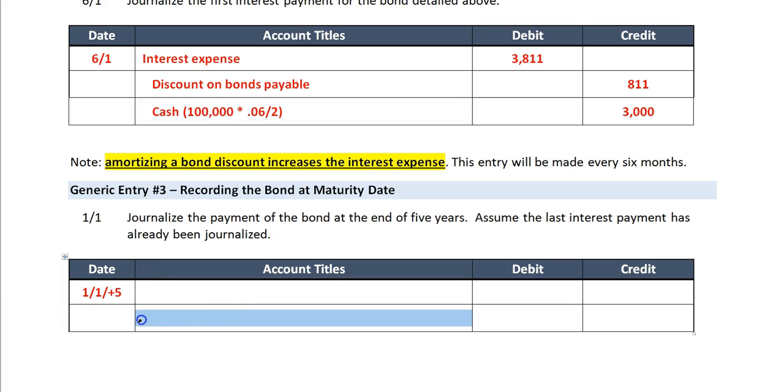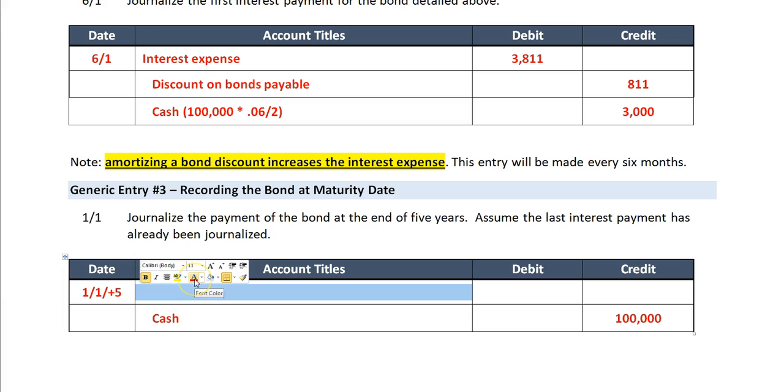Alright, so let's think about this. We're paying out cash. We're paying out the face value of the bonds in cash of $100,000. And we get to take the liability off our books. We're paying it because we owe it, so we're going to take the liability off, which is bonds payable, for $100,000.